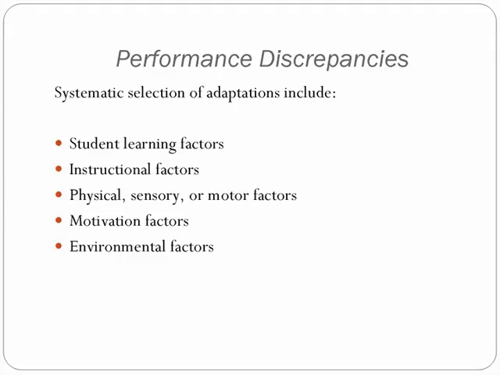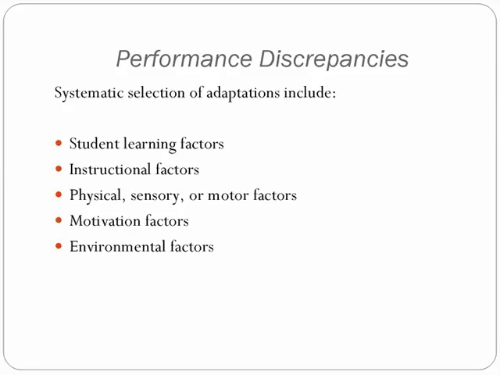So when we're thinking about performance discrepancies, we have to think about student learning factors, instructional factors, sensory, motor, and physical factors, motivation, and environmental. You ask yourself when you're thinking about selecting adaptations for the student, does the student have unique learning characteristics that prevent them from engaging in specific steps? An example of that would be short-term memory loss. Brief short-term memory means that the student would be unable to perform multi-step instructions. Therefore, you would modify or make some type of adaptation for their learning.